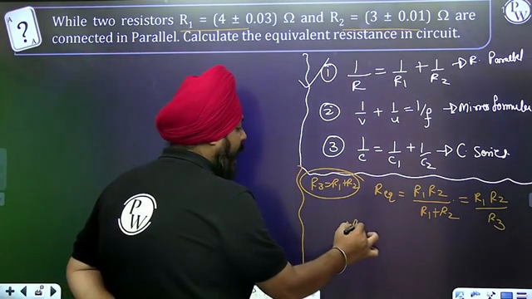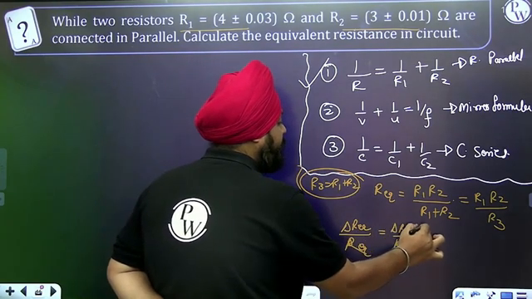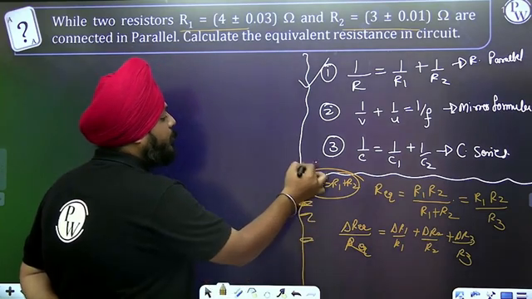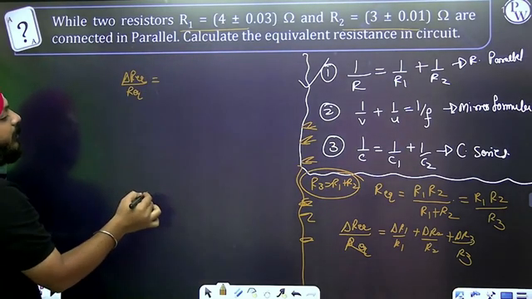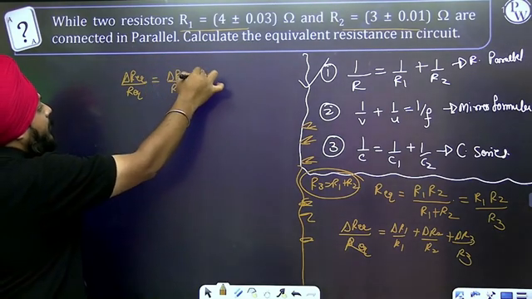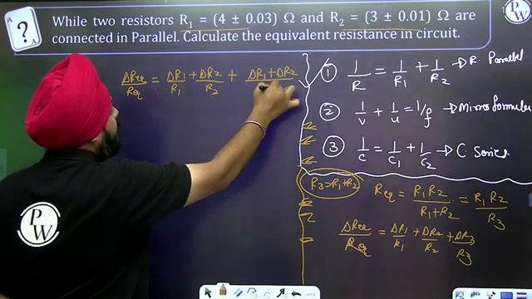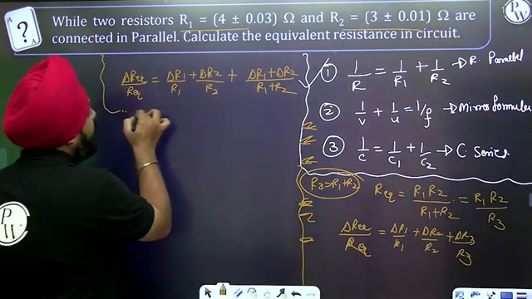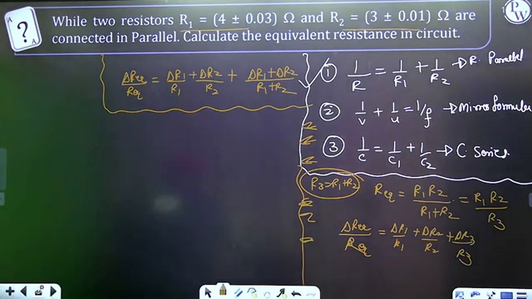So what we are going to get: delta R equivalent divided by R equivalent is delta R1 by R1 plus delta R2 by R2 plus delta R3 by R3. Now we are going to replace with the exact equation. So delta R equivalent by R equivalent is delta R1 by R1 plus delta R2 by R2 plus delta R1 plus delta R2 whole divided by R1 plus R2. Whenever they are connected in parallel, this is the exact formula that we need to use. Yes or no, guys?